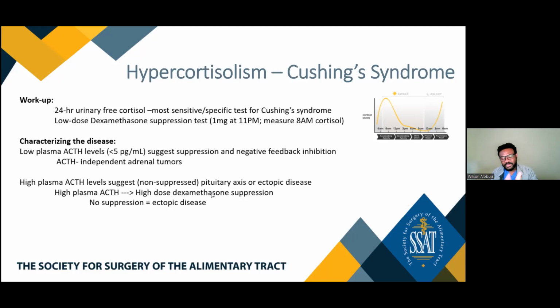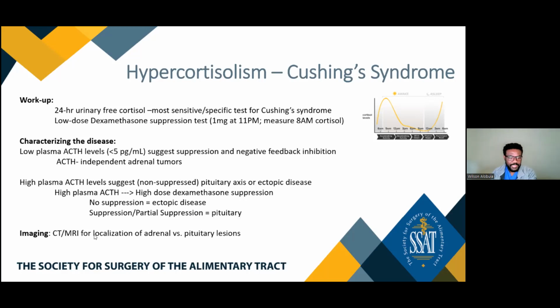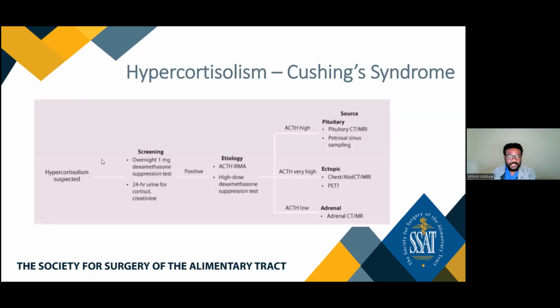So those are two things to remember. The low-dose suppression test will tell you if it's in the adrenal gland, and the high-dose suppression test will tell you if it's somewhere outside of the adrenal. And then for these tumors, CT or MRIs are helpful for localizing them. So this is just a very quick chart that, like I just talked about, is helpful. Once you get these slides, you can go through it and it helps break it down a little further.